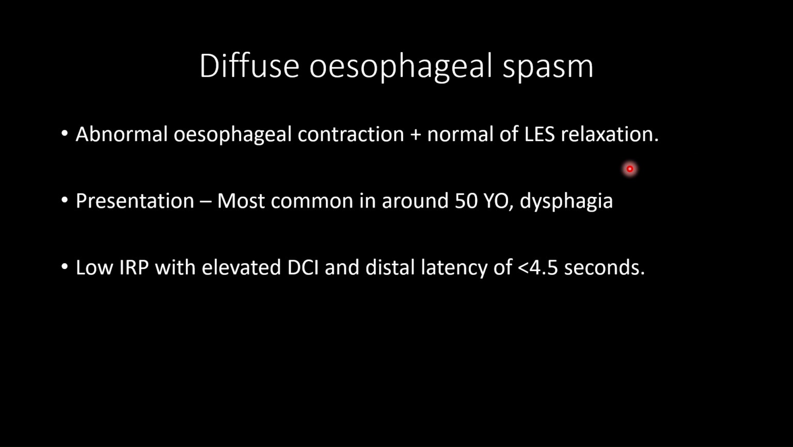However, since there is uncoordinated, too much contraction of the esophagus, there will be elevated distal contractile integral. The classic feature of diffuse esophageal spasm is too frequent contractions in too little time. That is, the time taken for the contraction to move from the upper part of the esophagus to the lower part is less than 4.5 seconds. It is moving way too fast.